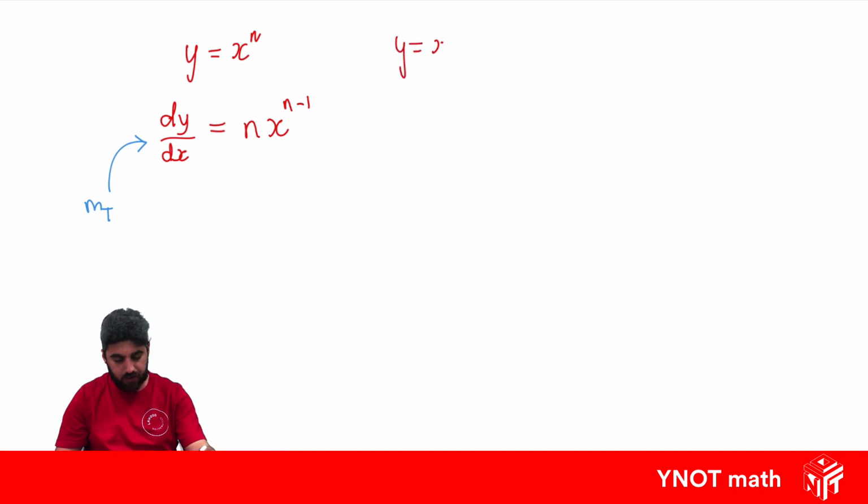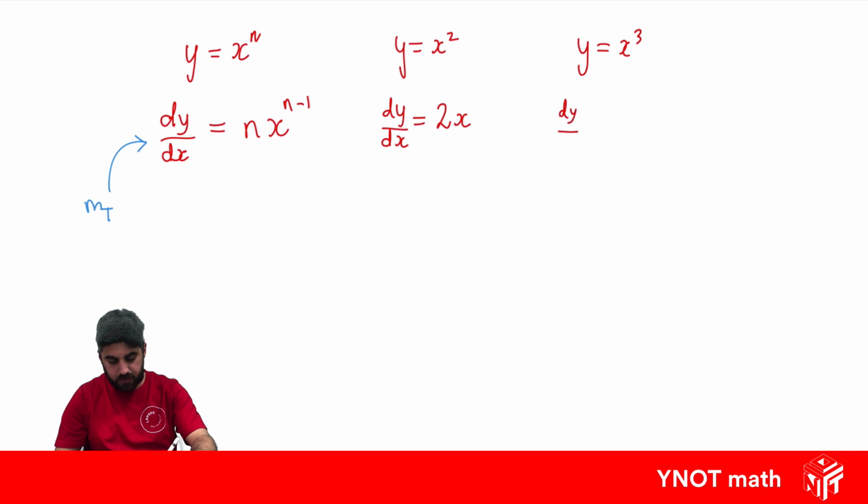So let's say we've got y equals x squared. Our derivative, we bring the power down to the front and minus 1 from the power, and 2 minus 1 is 1, and we don't have to write the 1 because x means x to the power of 1. So if we have y equals x cubed, dy dx, we bring that power down to the front and we subtract 1 from the power.